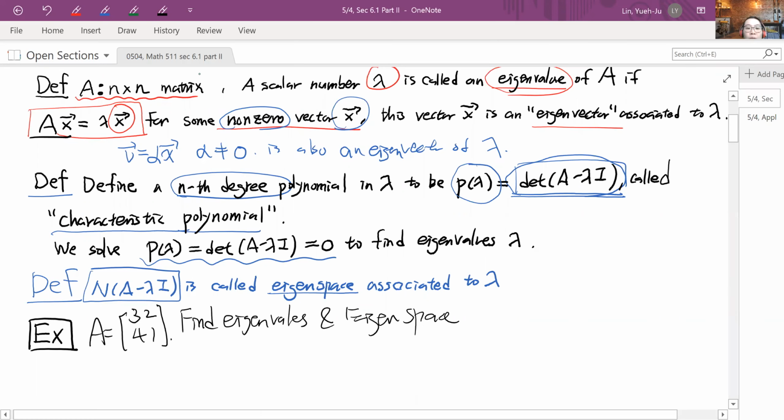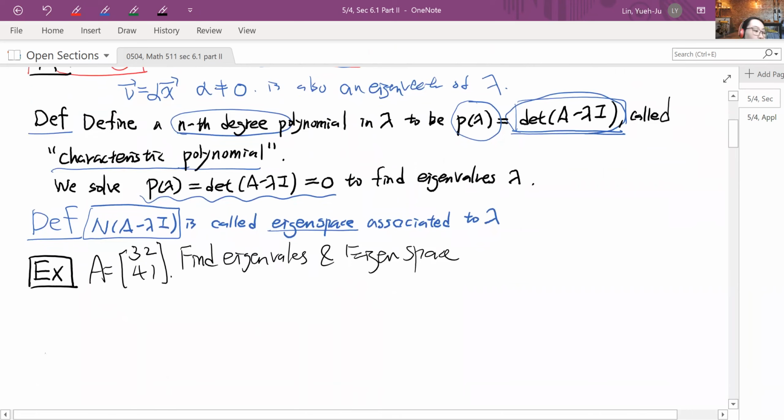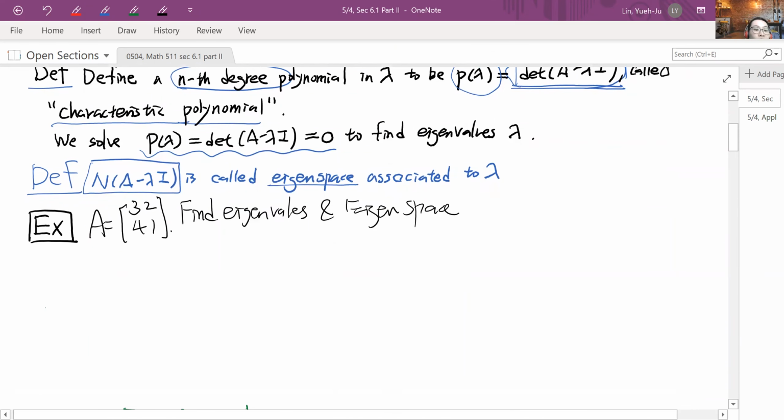I remember last Thursday I started doing half of the problem, so I want to quickly review how you find the eigenvalue. We have this 2 by 2 square matrix, and I want to find the eigenvalues and the corresponding eigenspaces. First, we solve the characteristic polynomial: the determinant of A minus lambda I equals 0.